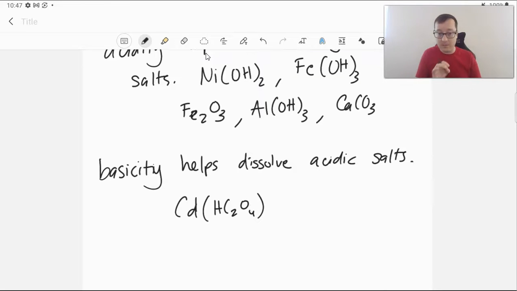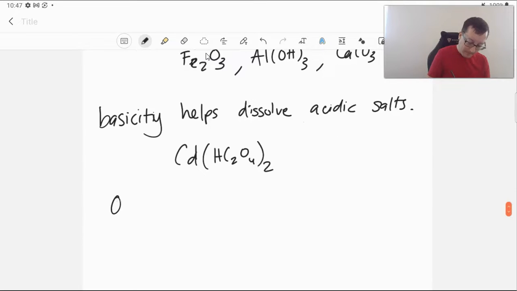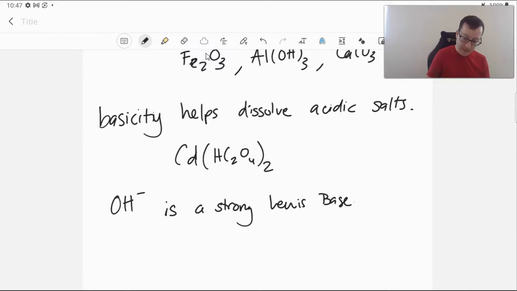The oxalate ion there, or the bioxalate ion, is acidic. You can tell that by the Ka of it. Putting this with a basic solution would help dissolve it. So you can do that. It's a little bit less common to see this, but if you have an acidic salt, adding more OH minus can help. And interestingly enough, OH minus is a strong Lewis base too. So it can form complex ions with certain metals.